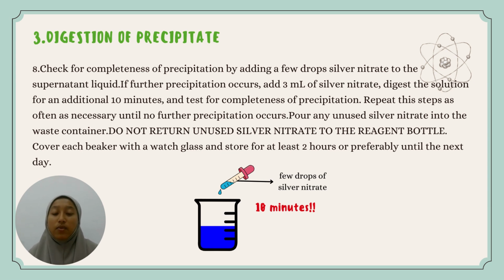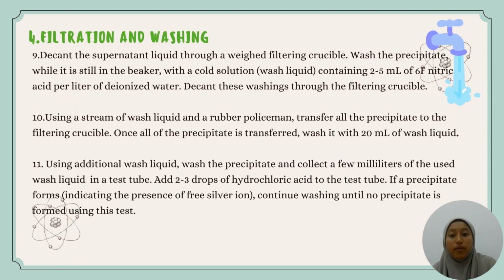In case you have any excess or unused silver nitrate, please make sure to pour it into the waste container. Do not return the unused silver nitrate to the reaction bottle, as this may cause contamination. Cover each beaker with a watch glass and store for at least 2 hours or preferably until the next day. Alright, so for the fourth part of the gravimetric analysis, we will do the filtration and washing.